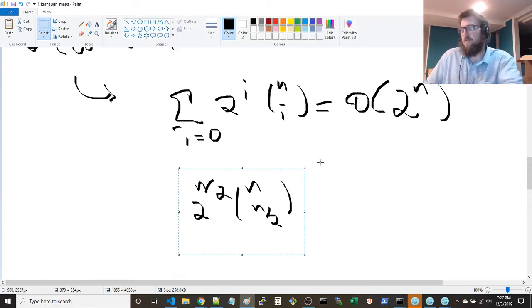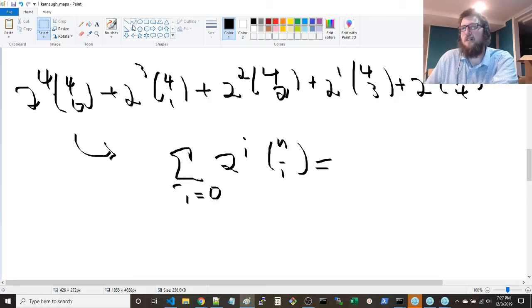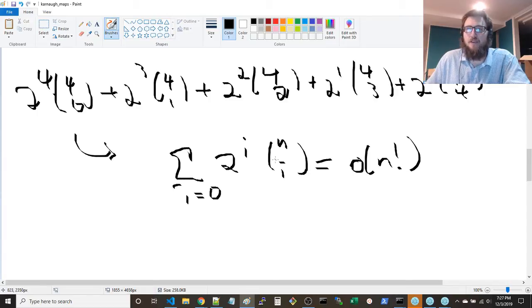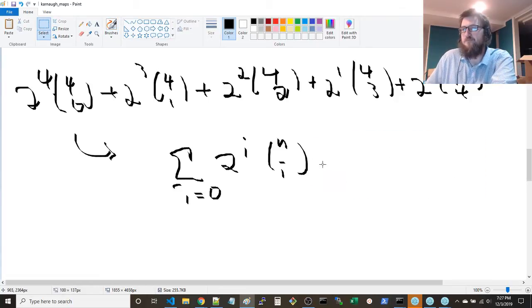Maybe this is just dominated by n factorial. It's definitely at least bounded above by n factorial, but it's basically expensive, the bottom line. I don't think it's dominated by n factorial, but it's pretty big.